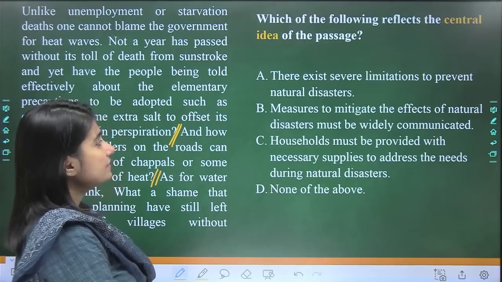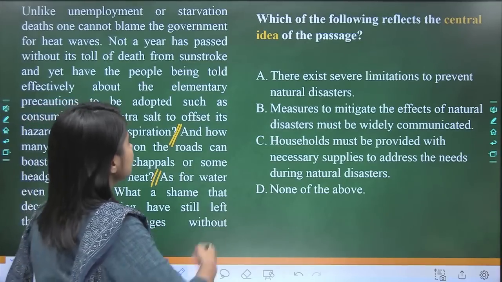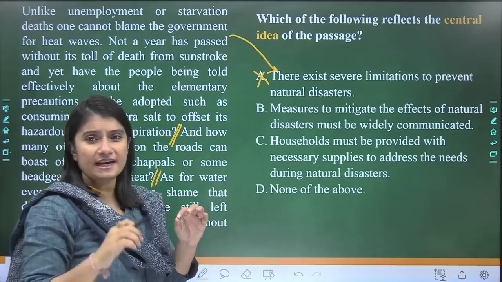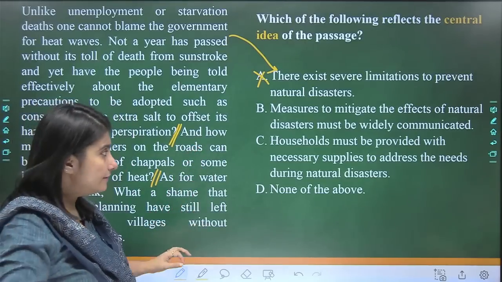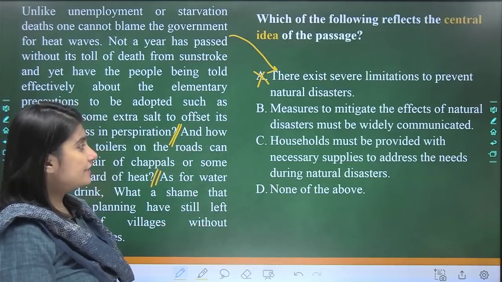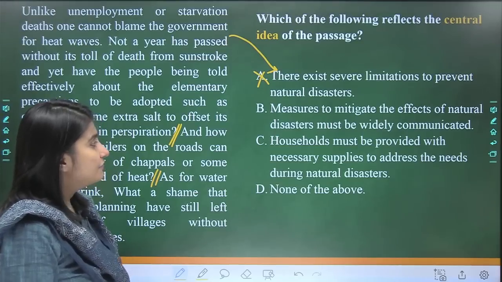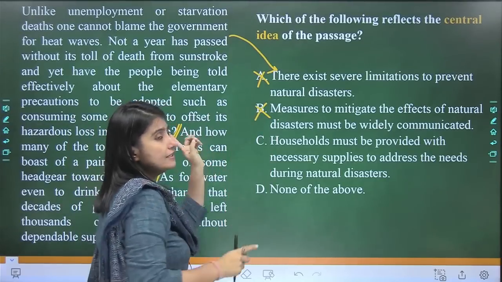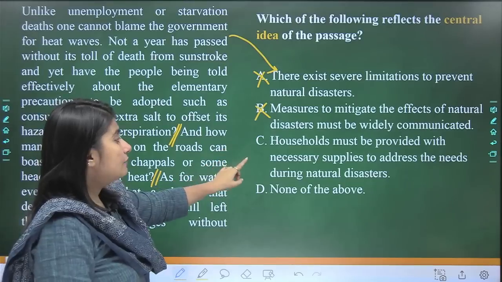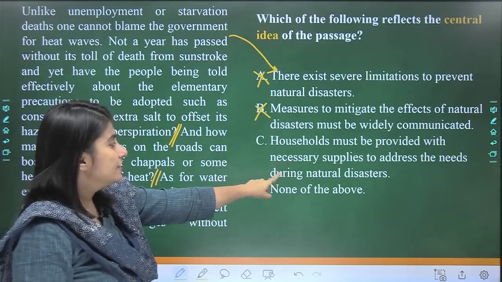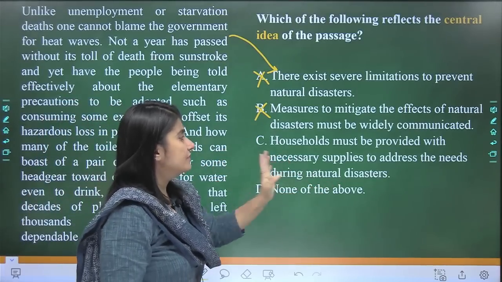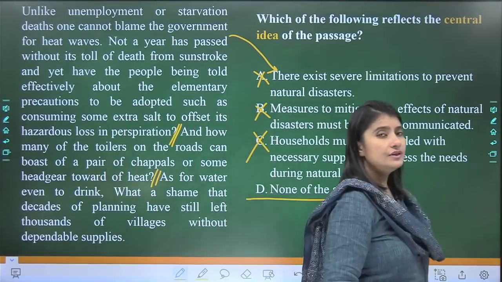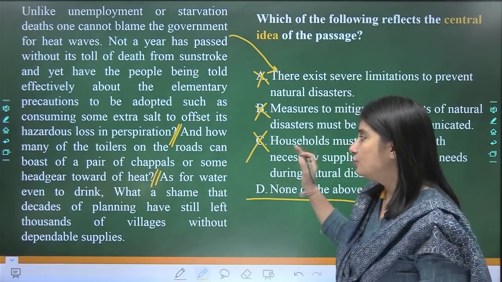There exist severe limitations to prevent natural disaster. This is just the first statement that is given. It's one of the ideas of the passage, not the central idea. Measures to mitigate the effects of natural disaster must be widely communicated. They are widely communicated, so this is negating, it is also one idea. Households must be provided with necessary supplies to address the needs of damaging. We are not talking about the government providing anything. So here our answer is none of the above given is the central idea to the passage.